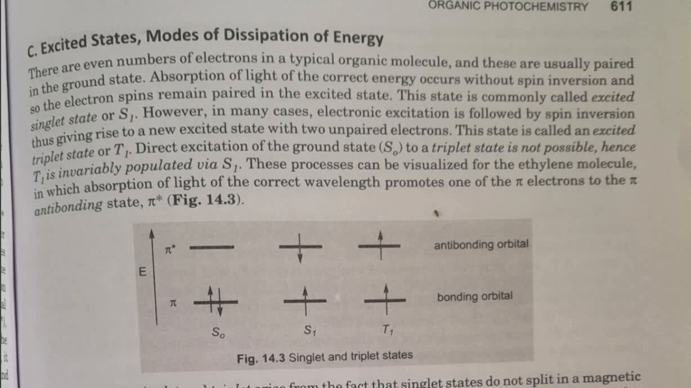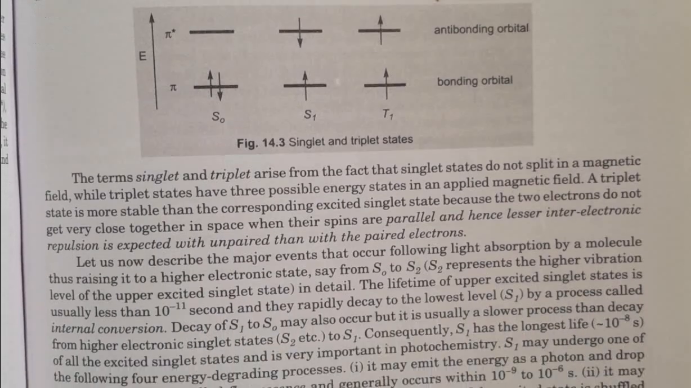So you can see, especially in case of pi to pi star transition, S0 has 2 electrons in the ground state. In singlet state, electrons jump from ground state to excited state pi star without changing the direction of electron spin. But in triplet state, now you can see the bonding orbital electron direction changes.